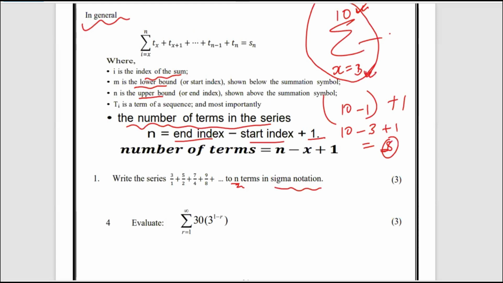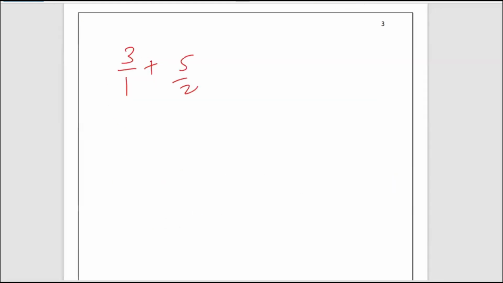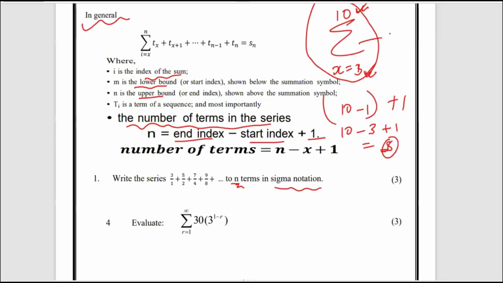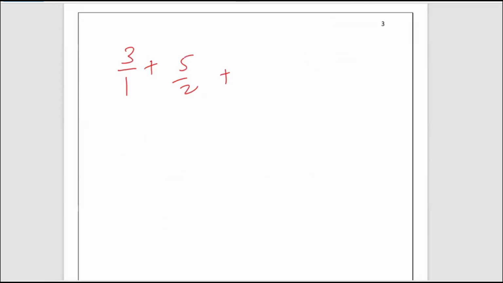So I have 3 over 1 plus, we have 5 over 2. Okay, there's a plus. And then we have 7 over 4. Is that enough?